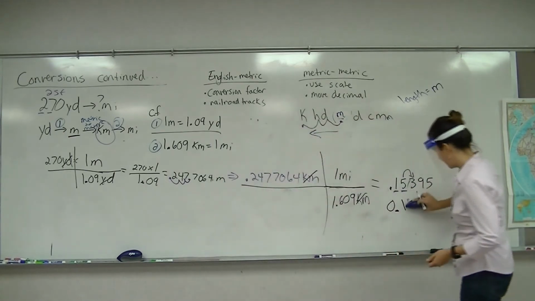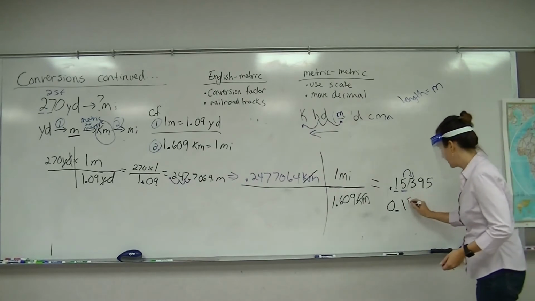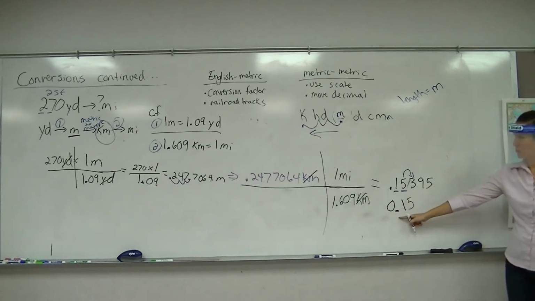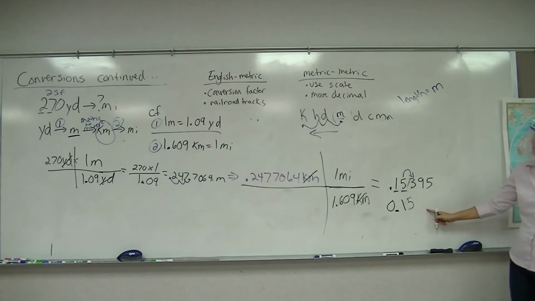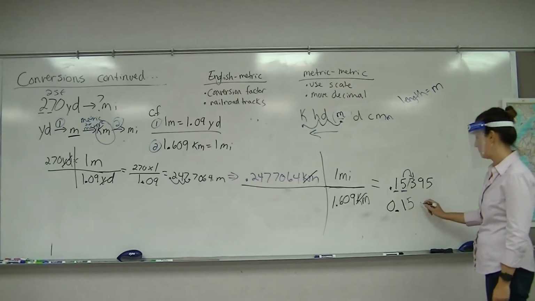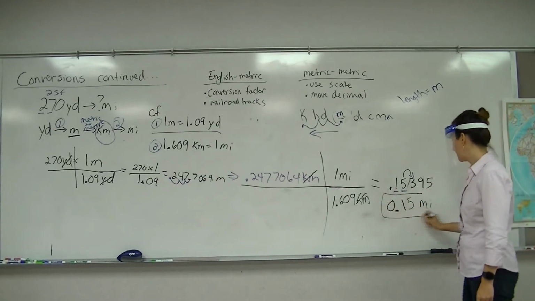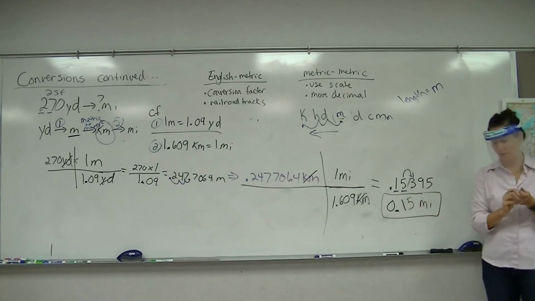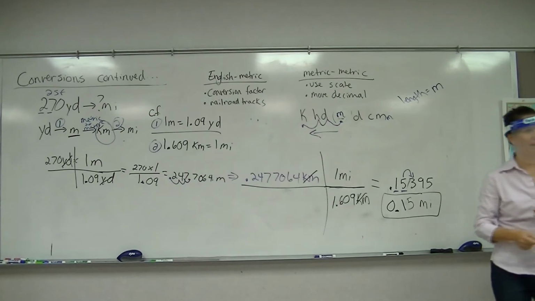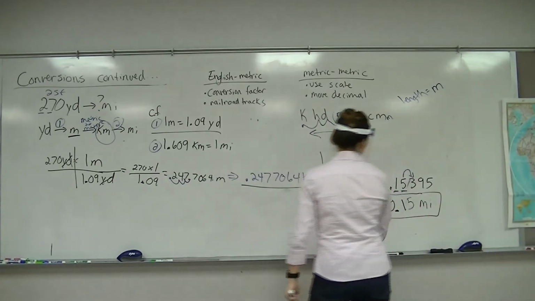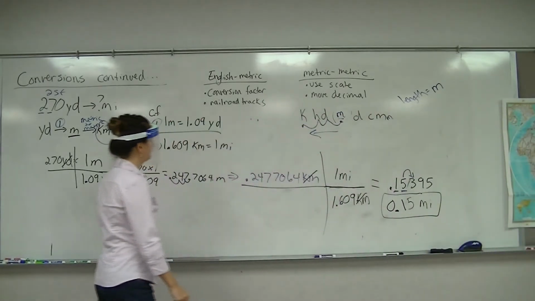I can't write that way. I have to go over here. So it's just 0.15. And then our units in the very end is miles. So 270 yards. So say a football player was supposed to run 270 yards. That means they only ran 0.15 miles. Looks like a lot less that way.